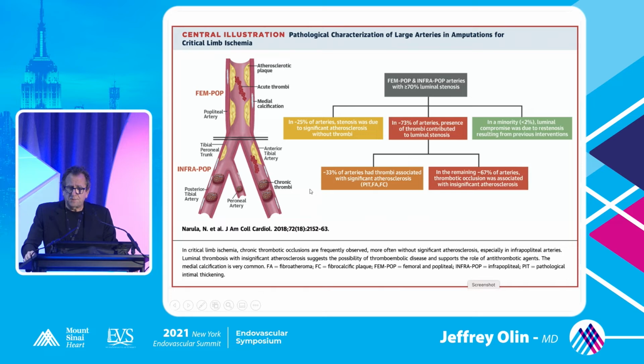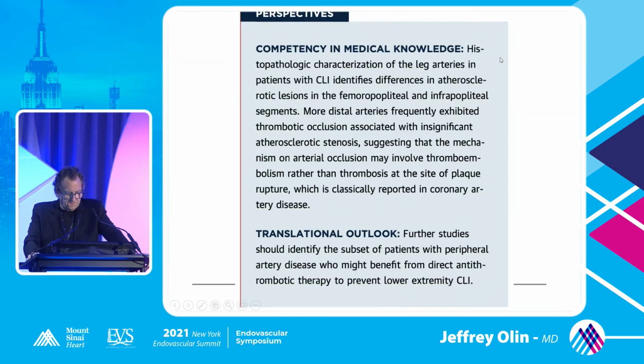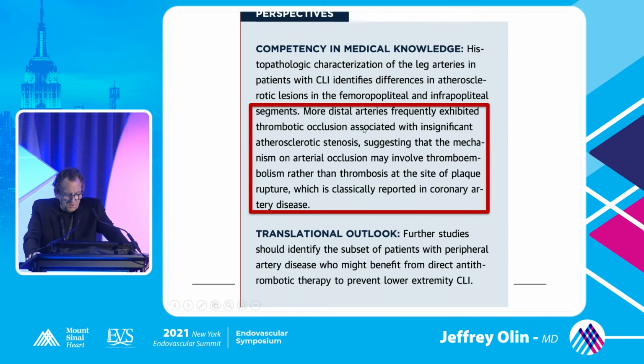And perhaps the combination of rivaroxaban with an antiplatelet agent can help prevent some of this. This is not the definite mechanism, but it's definitely an interesting hypothesis that needs to be confirmed. More distal arteries frequently exhibited thrombotic occlusion associated with insignificant atherosclerotic stenosis, suggesting the mechanism of arterial occlusion may involve thromboembolism rather than thrombosis at a site of plaque rupture, which is classically what you would get in the coronary circulation.